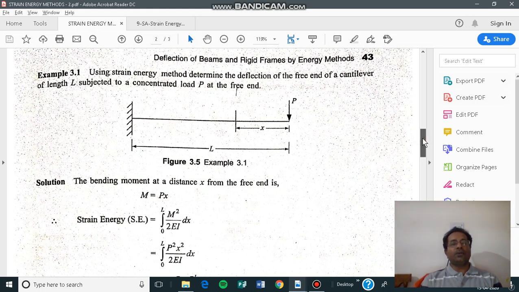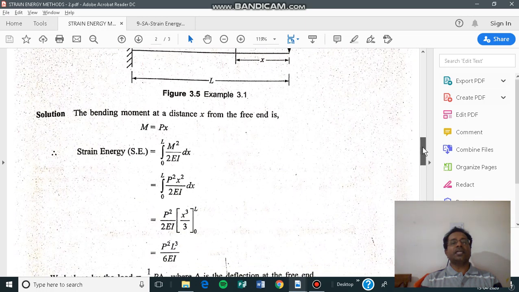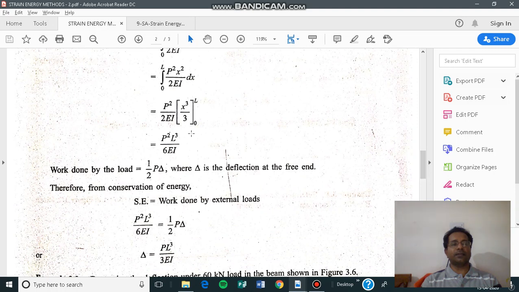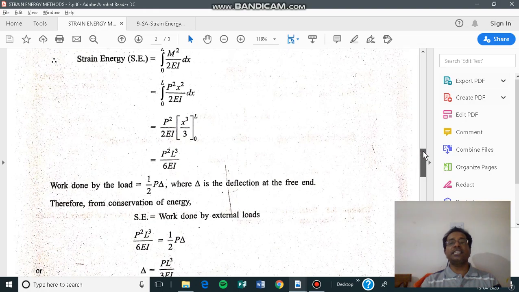So for the single point load, we can calculate M is equal to Px, and similarly you can calculate the strain energy expression. Then we equate the strain energy with the external work done. The external work done is equal to half into P into delta. So you can raise a question in your mind, why is it half?